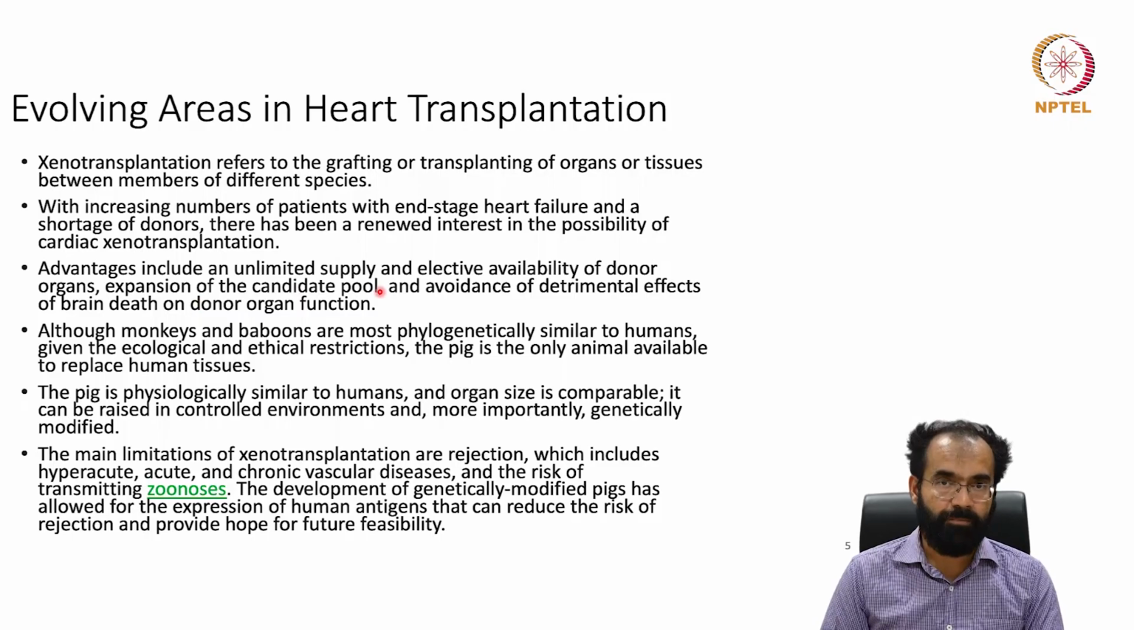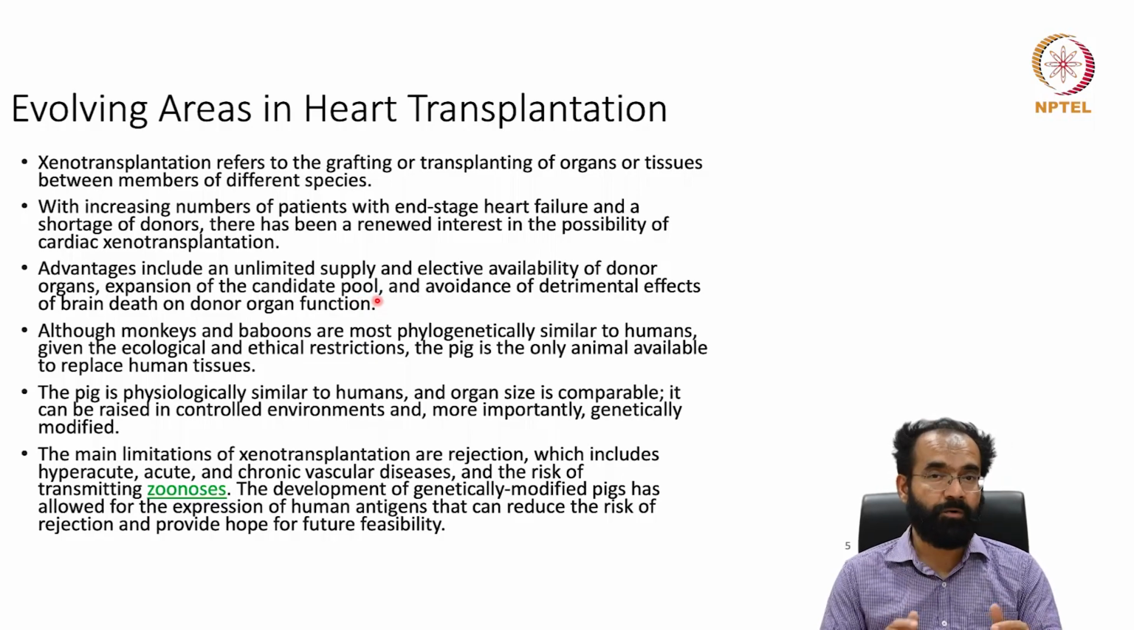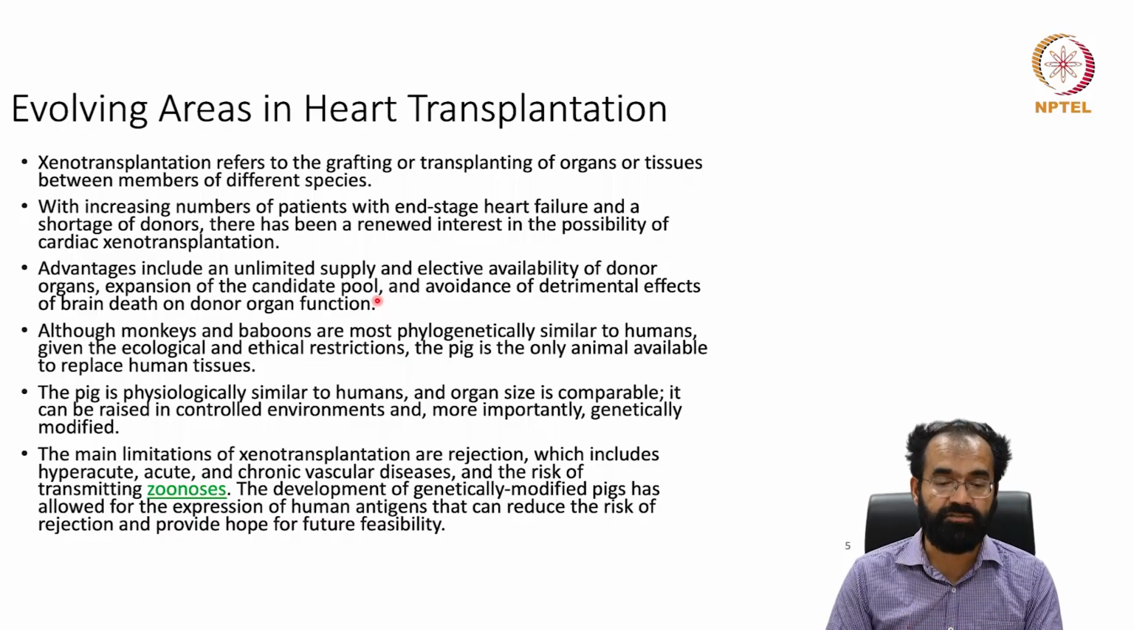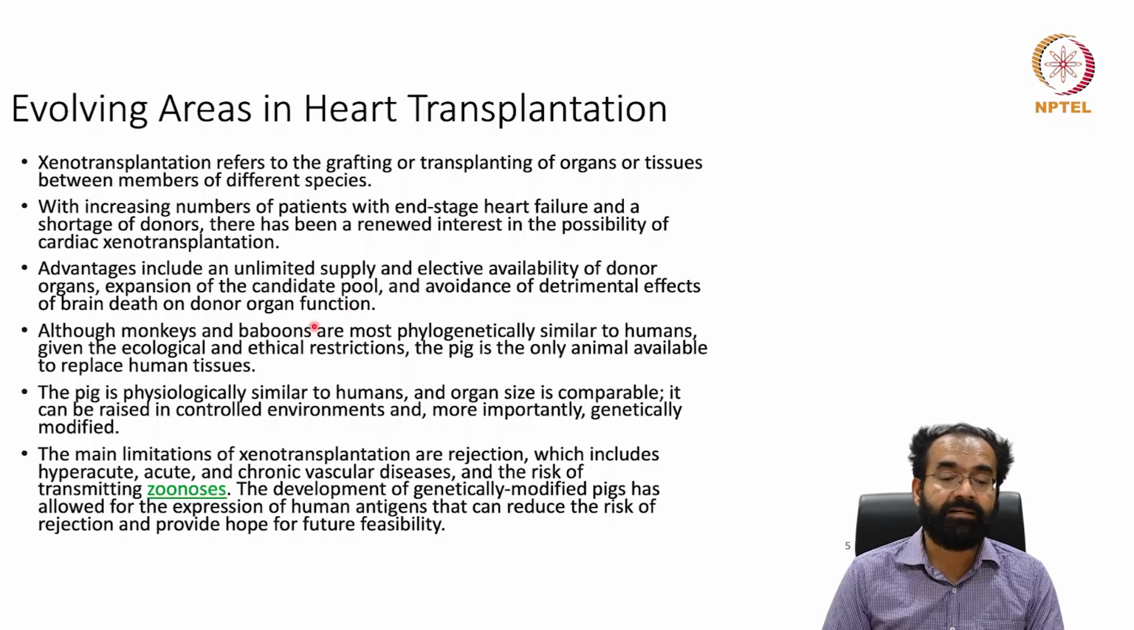Advantages include unlimited supply. No one will say that, oh, pigs are in short supply, hence we cannot have enough hearts. Animals, we can grow as many as you want, unlimited supply, and elective availability of donor organs, expansion of candidate pool. Sometimes you cannot choose, oh, I want only a 25-year-old person's heart because I don't want a 50-year-old heart. You cannot choose. But if it is an animal, you can choose the age based on your demand. And you can also expand the candidate pool, and avoid the detrimental effects of brain death on donor organ function. This can be avoided.